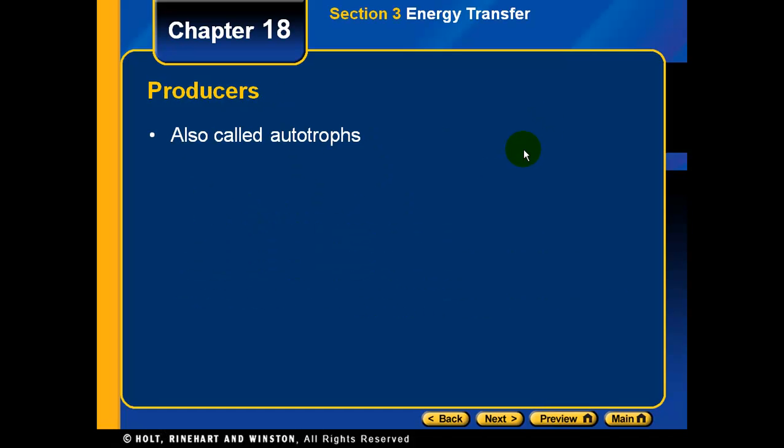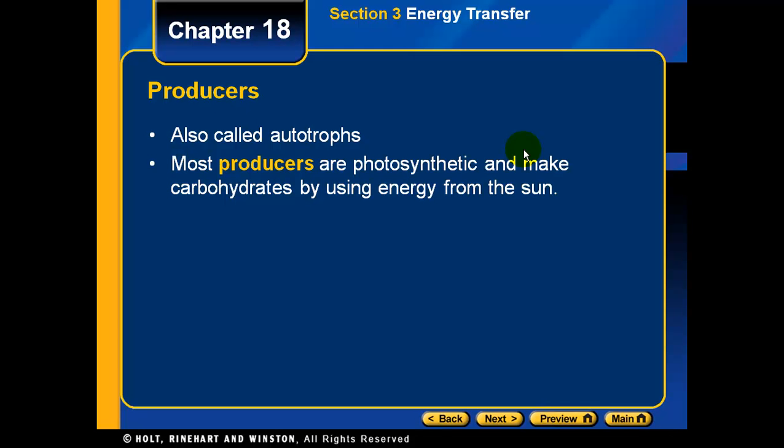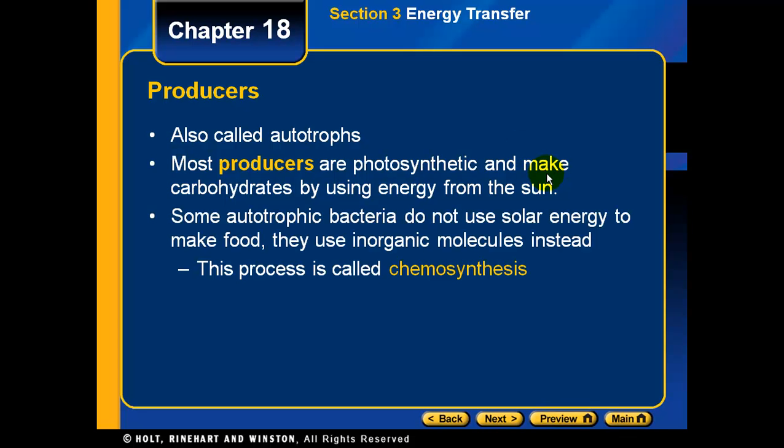All right, producers. Producers is another name for an autotroph. Most producers are photosynthetic, and they make carbohydrates like glucose by using energy from the sun. Some autotrophic bacteria do not use solar energy to make food. They use inorganic molecules instead, and this process is called chemosynthesis.